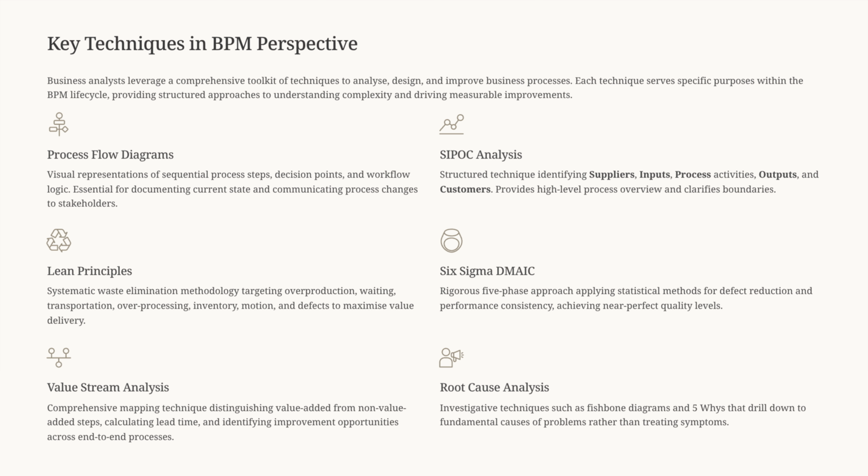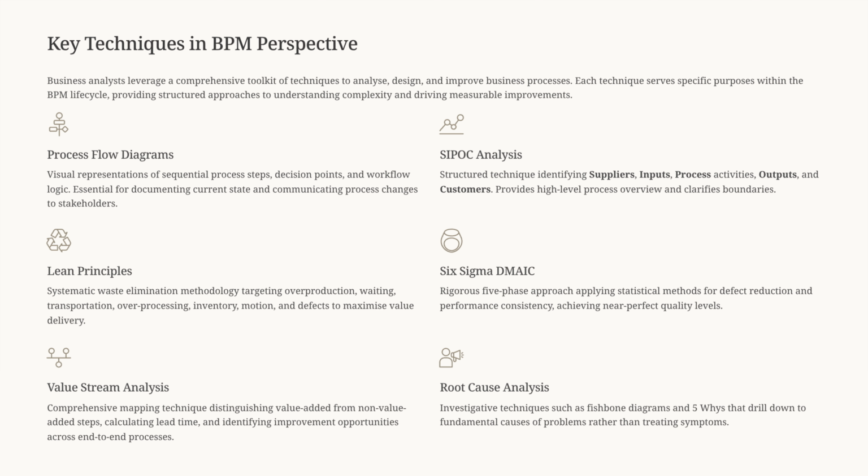As a CBAP professional, mastering BPM means mastering its tools. Here's a quick tour of the essential techniques you'll use. Process flow diagrams give you a clear picture of how work actually moves through the organization. They show every activity, decision, and interaction, perfect for identifying pain points. SIPOC analysis zooms out to the big picture, capturing suppliers, inputs, process, outputs, and customers, so you understand the entire value chain at a glance.